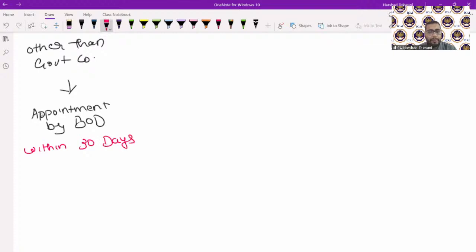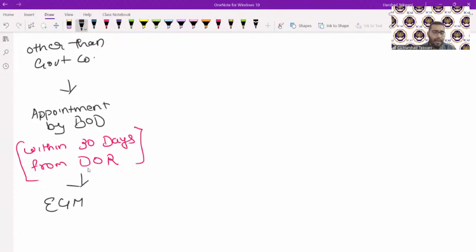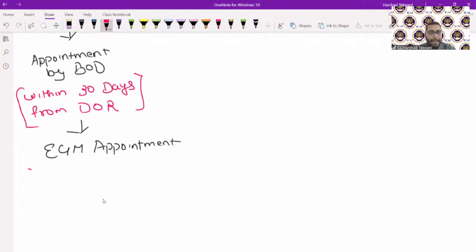Now the appointment is required to be done within 30 days from the date of registration by the board of directors. In case the board fails, because of any reason the board is not able to appoint, then in EGM it is required to be appointed within 90 days. So EGM appointment should be there, within 90 days from the end of the 30 days.